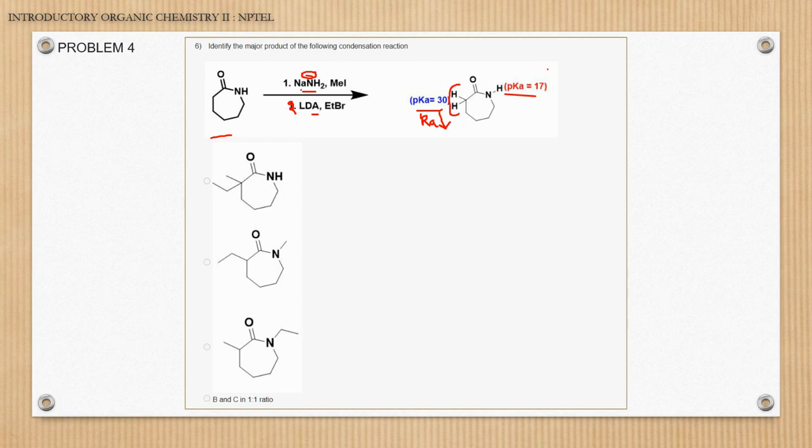So that is why if you treat it with sodamide and methyl iodide, the more acidic proton will get abstracted rather than the less acidic protons. Sodamide being a weaker base than LDA, the abstraction will take place from the more acidic side. So which is the more acidic side?